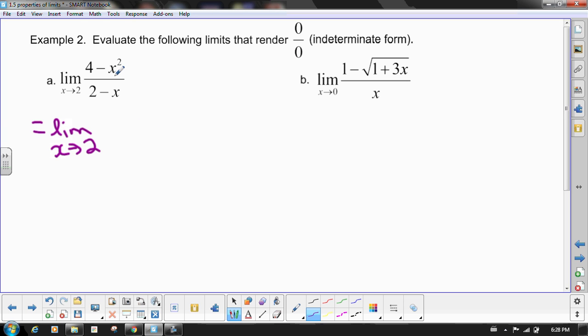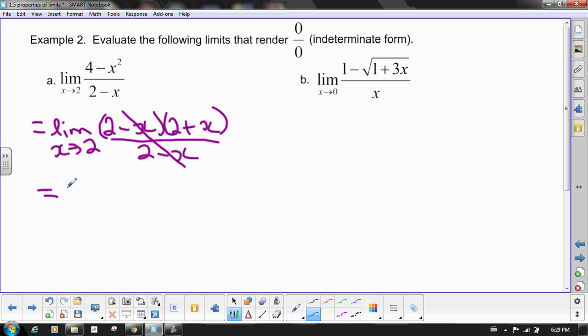If I look at 4 minus x squared, I'm thinking, oh man, that's a difference of squares. So I have 2 minus x multiplied by 2 plus x, all divided by 2 minus x. And then I'm very happy because that 2 minus x goes away. I no longer have a denominator of 0. So I end up with 2 plus 2 equals 4. This function, which you should be familiar with, would be a straight line of y equals x plus 2 with a hole at the point (2, 4).